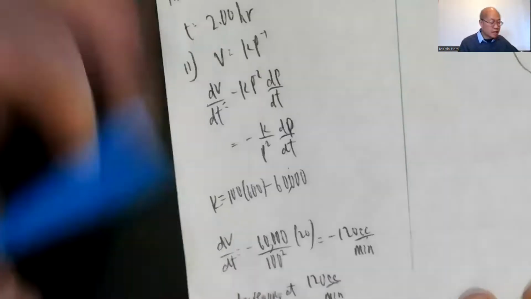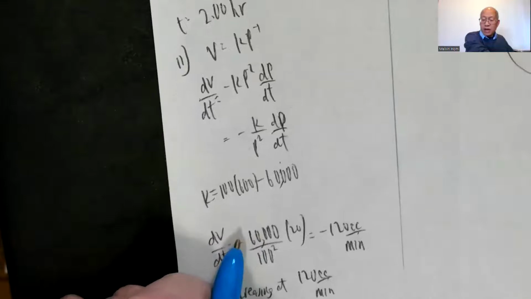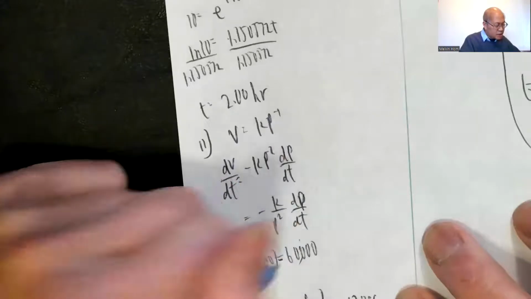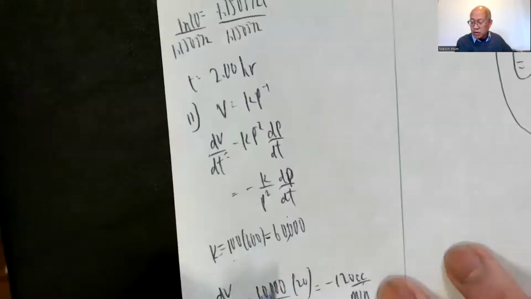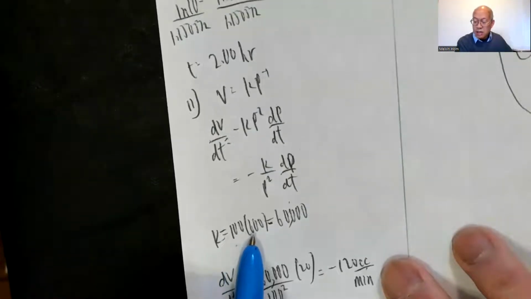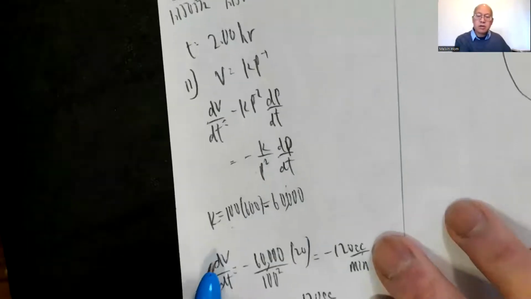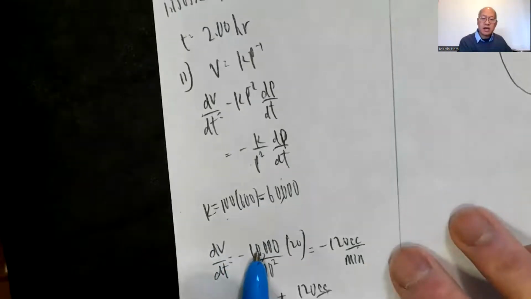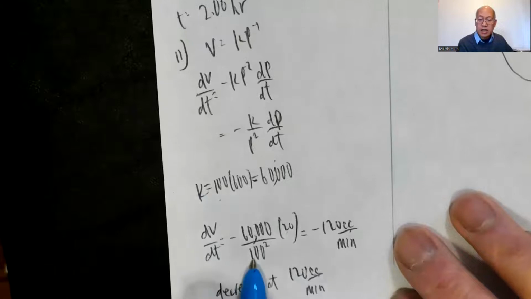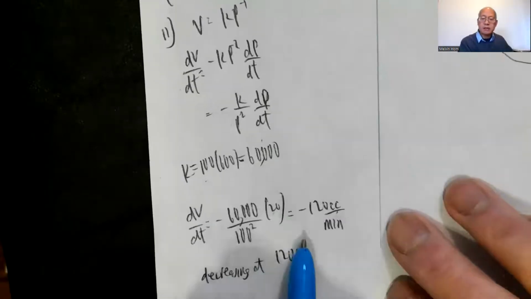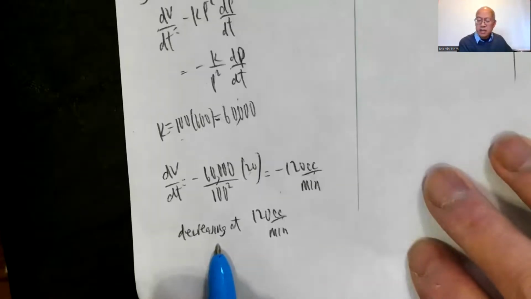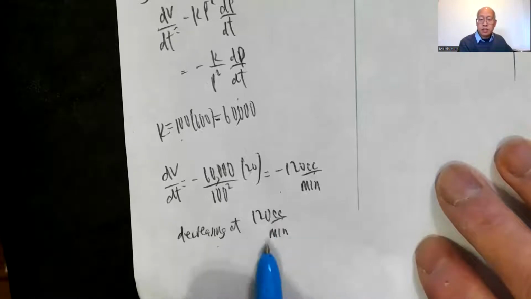So first I have to figure out the K. They tell me I have 100 and 600. So that comes out to be 60,000. Okay, so I'm plugging 100 kilopascals for pressure, and the volume is 600. So K is 60,000. So dV/dt is negative K. And then dP/dt, they tell me, is 20. And then the P was 100 squared, and it comes out to be negative 120 cubic centimeters per minute. So the answer is that the volume is decreasing at 120 cc per minute.